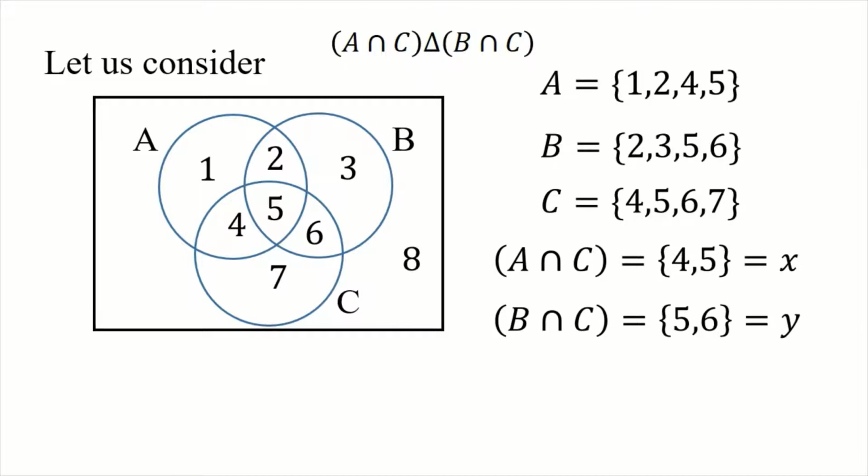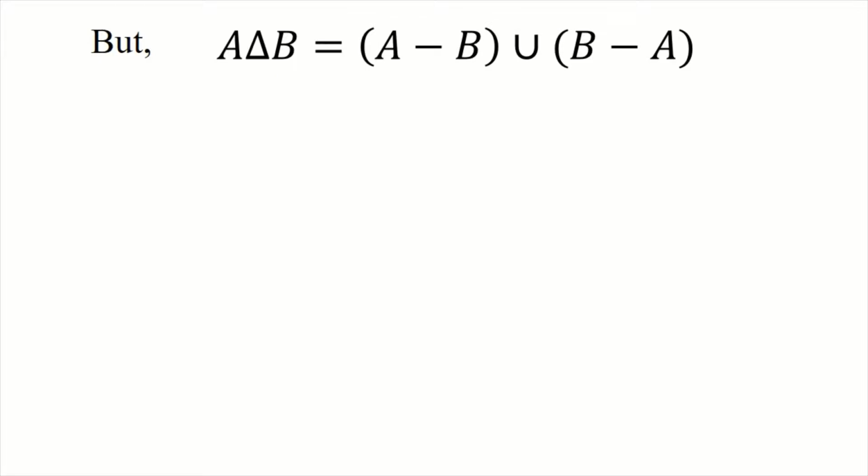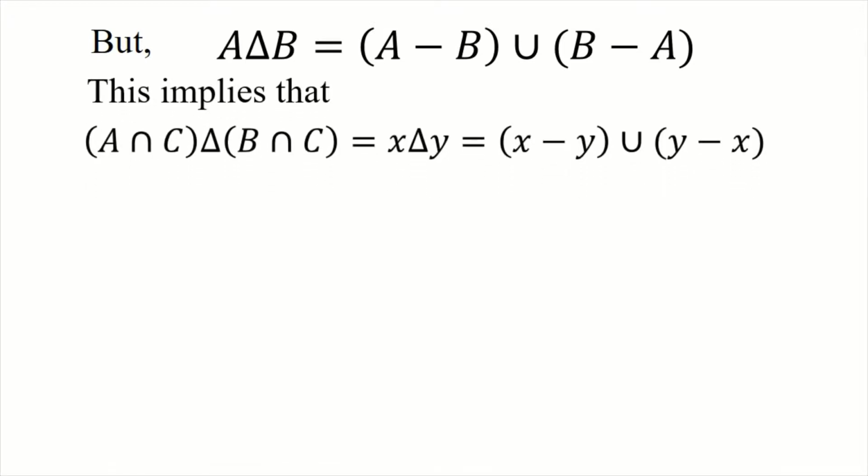So in summary, what we are looking for, which is A intersection C, triangle B intersection C, is the same thing as X triangle Y. That is exactly what we are looking for. So you can now see that we have our X and our Y. After we have this, we can proceed to the next step. But don't forget that A triangle B is A minus B union B minus A. If this is true, it implies that X triangle Y that we're looking for is also X minus Y, then union Y minus X.